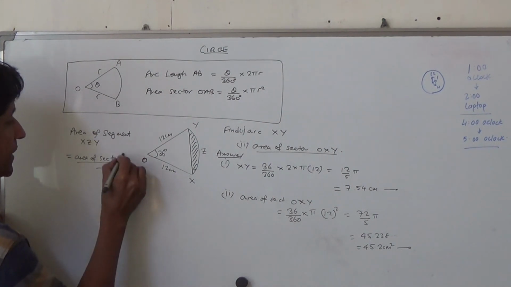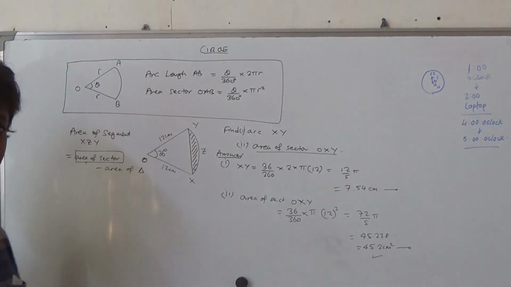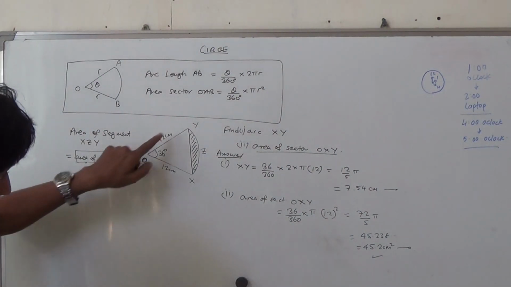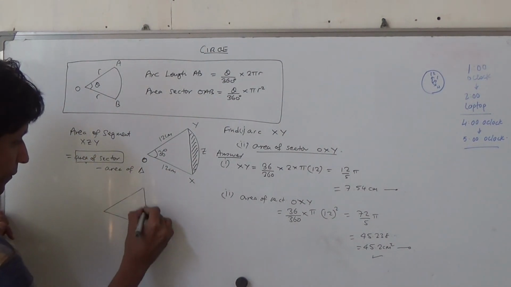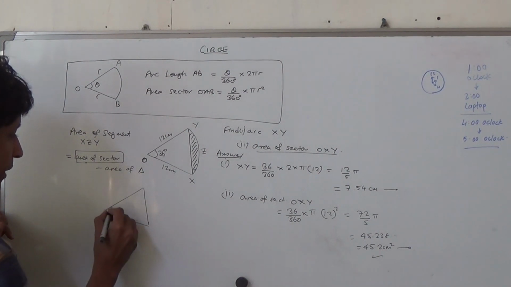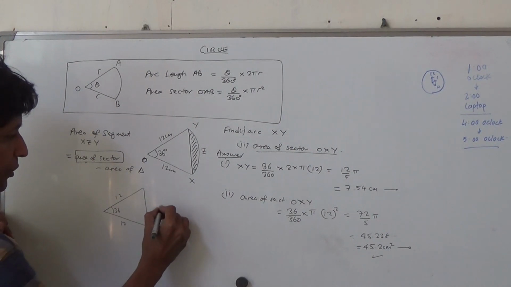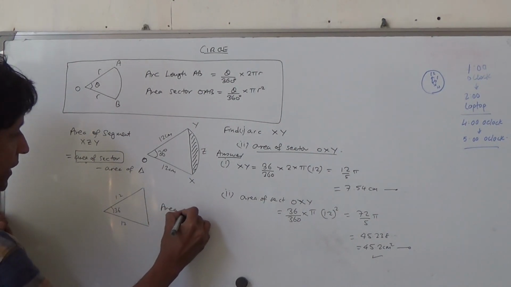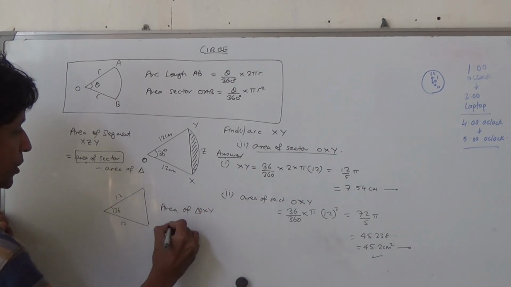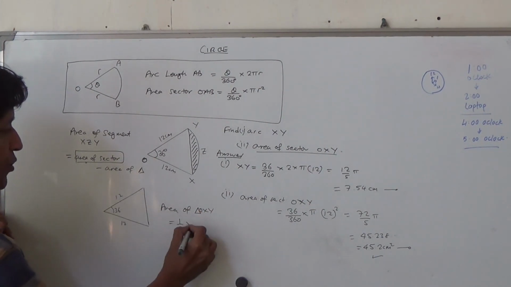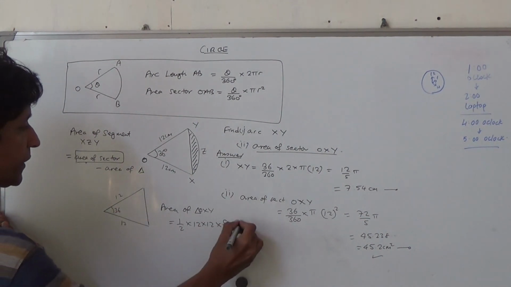Now I'm not worried about the sector because I found the sector. That's the area of the sector. I need the area of this triangle. I have a triangle like this, so I can find its area. If this is 36 degrees and this is 12 and 12, I can use sine. So by trigonometry, the area of triangle OXY should be equal to half times 12 times 12 times the sine of 36 degrees.